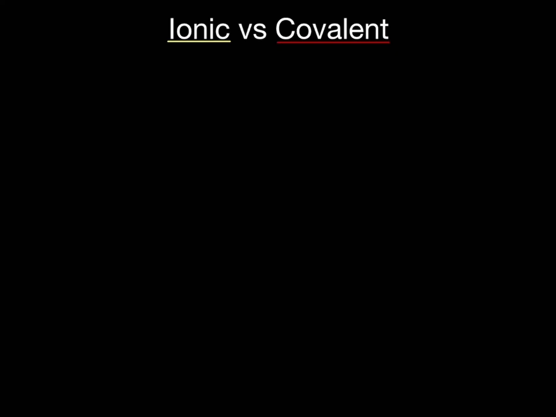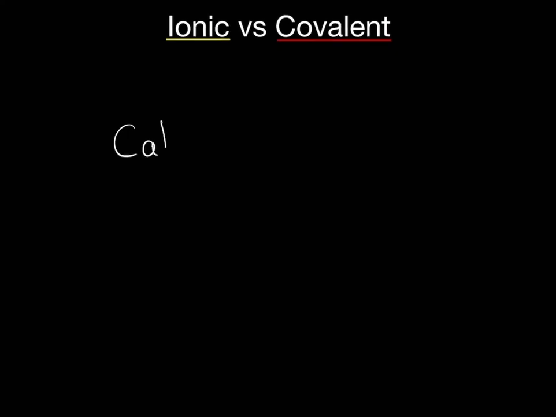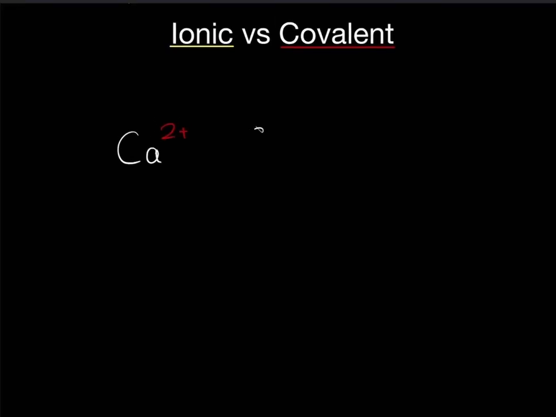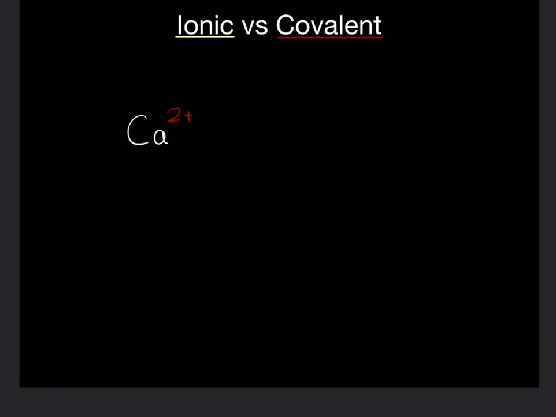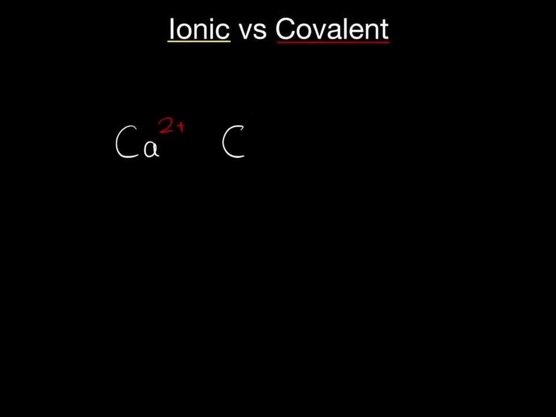So an example could be calcium carbonate. Calcium is a metal with a +2 charge, and carbonate is a polyatomic ion with a -2 charge. This means that calcium has donated 2 of its electrons to carbonate, and as a result, calcium has gained a +2 charge and carbonate has gained a -2 charge.